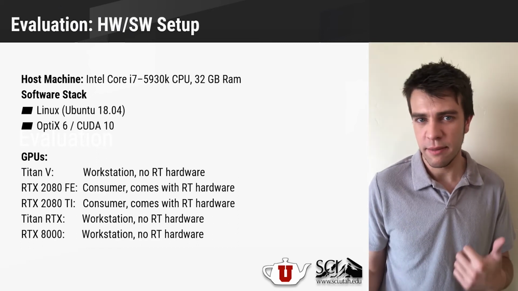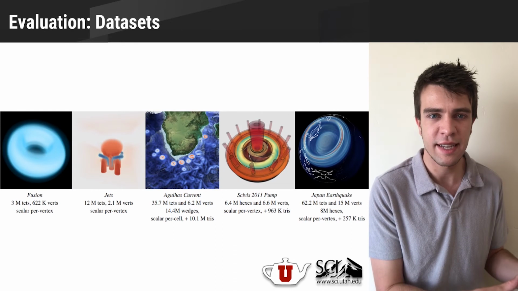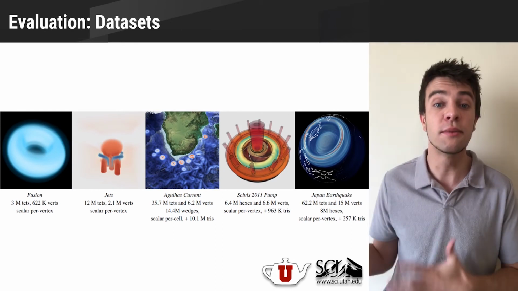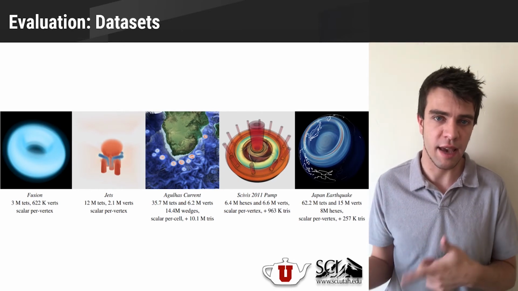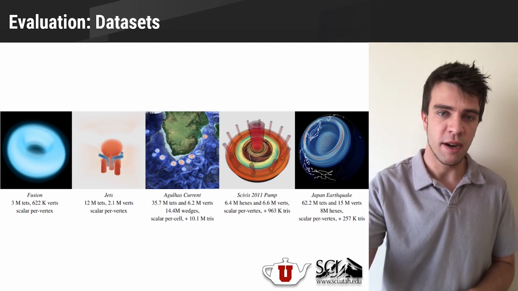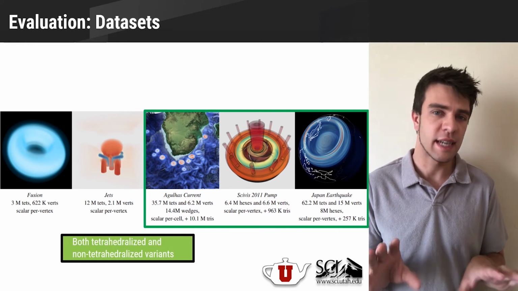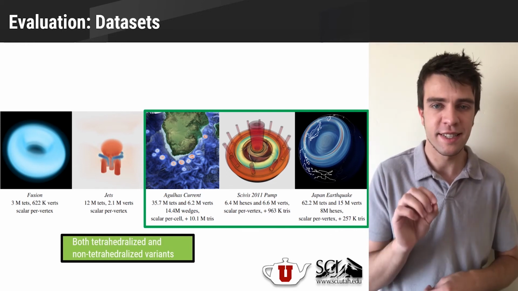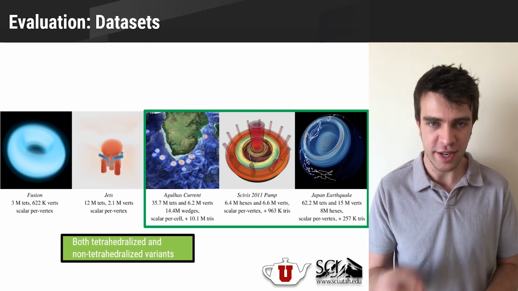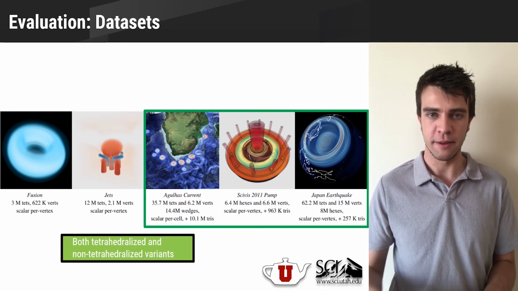We tested our different sampling methods on 5 different datasets of varying sizes, ranging from 3 million tets on the Fusion dataset up to 62 million tets on the sparse Japan earthquake dataset. For the Agulhas current, Cyvis pump, and Japan earthquake datasets, we also tested performance on their non-tetrahedralized versions, which consisted of 14.4 million wedges, 6.4 million hexes, and 8 million hexes, respectively.